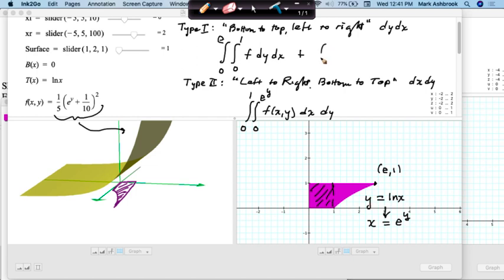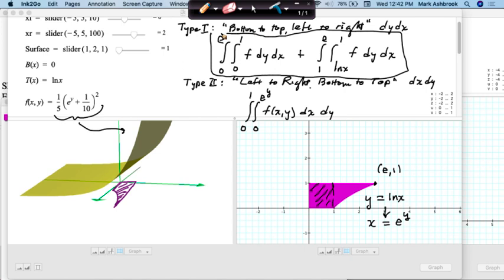So then the bottom will be ln of x to 1. That's when x goes from 1 to e. And the first one is 0 to 1. Thank you.